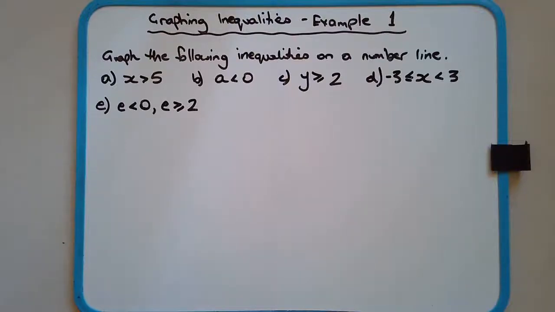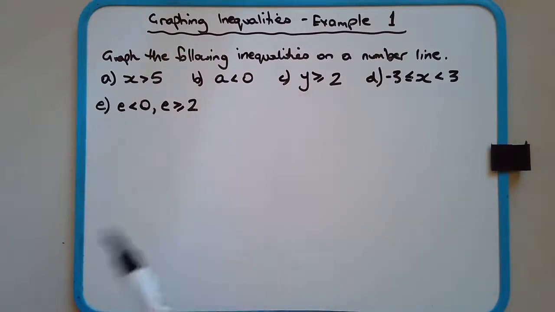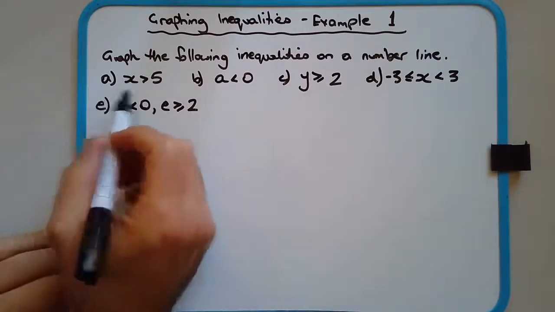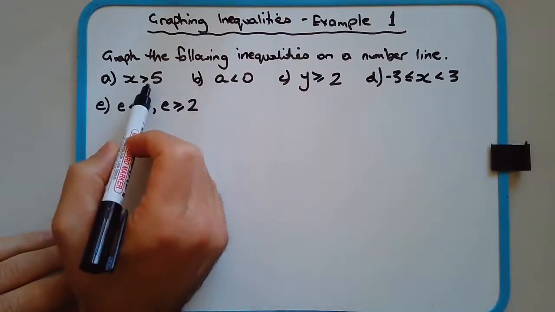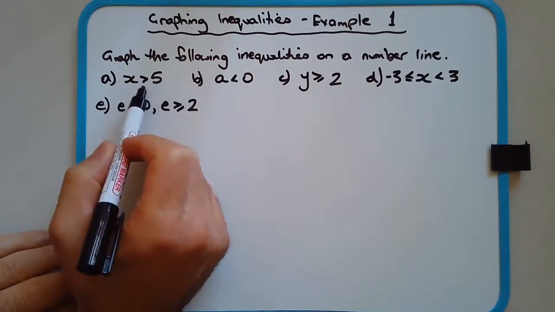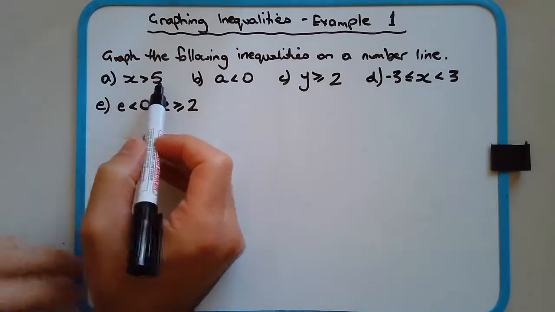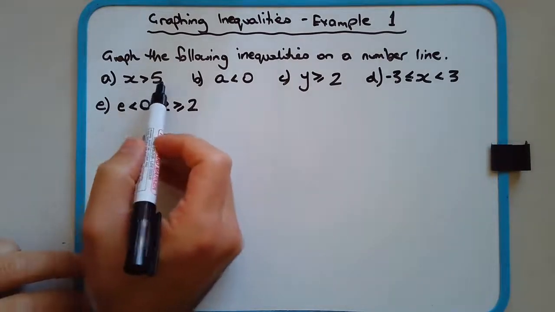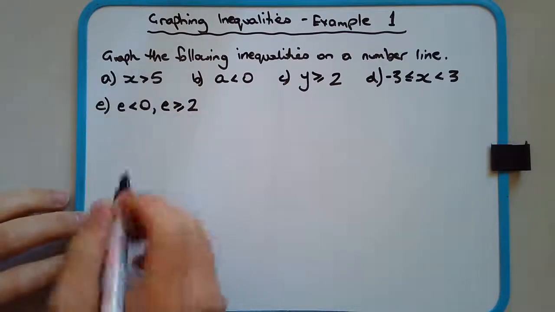Let's have a look at some examples now of graphing inequalities, and we've got 5 different inequalities here to graph, and let's have a look at them one by one. So part A, graph the inequality x is greater than 5. So recall that greater than means that x must lie to the right of 5, in other words. So any value greater than 5 is actually a solution to this inequality.